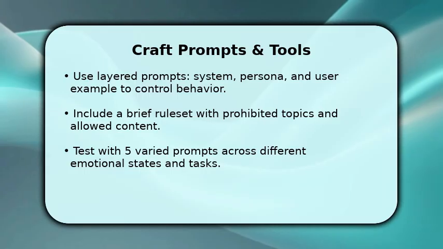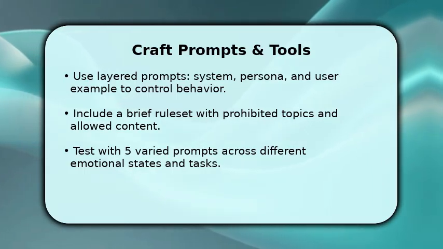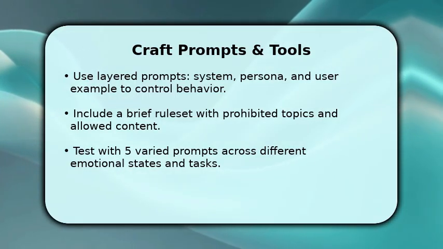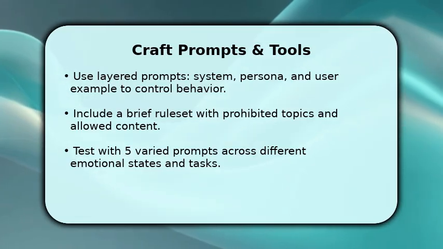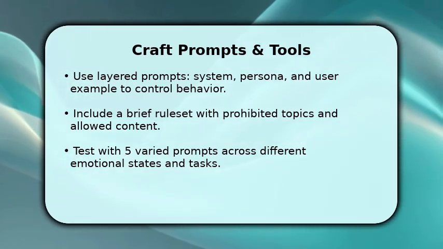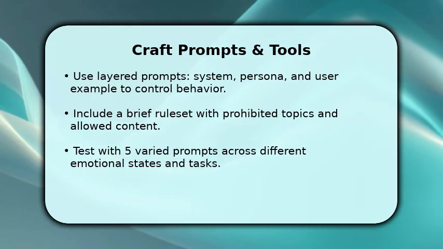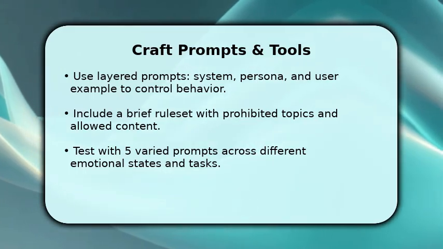examples for control. Write the system line to establish platform rules and safety boundaries first. Add the persona block with the 30-second summary and the 3 core traits next. Include a brief rule set listing prohibited topics and allowed content for clarity.